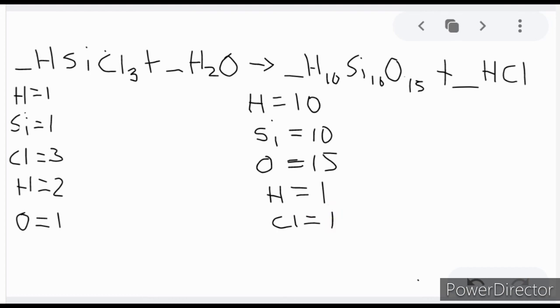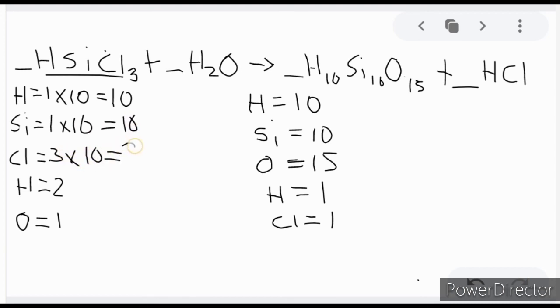So we notice on the left side, we have H equal to 1, and on the right side we have H equal to 10. So let's multiply it by 10. So we get 1 times 10 is 10. Then since Si and Cl3 are in the same group, we also multiply it by 10. So 10, then 3 times 10 becomes 30.